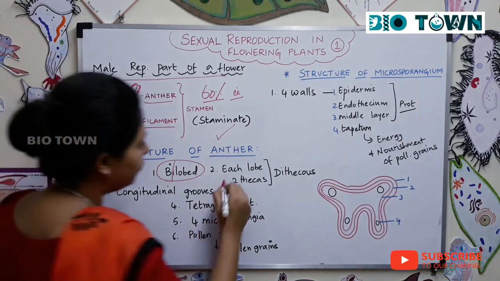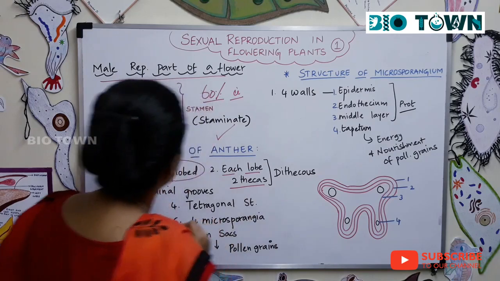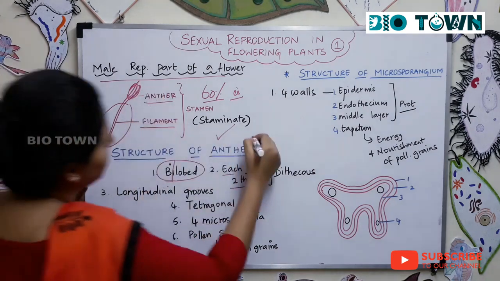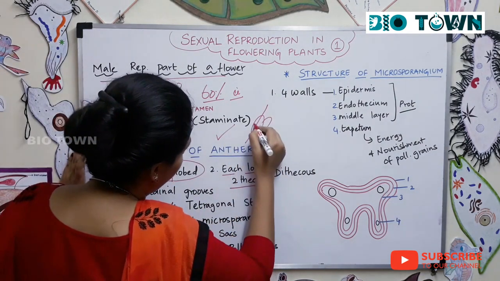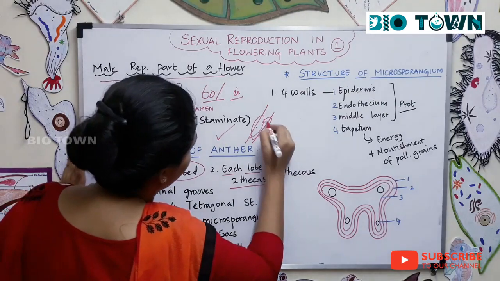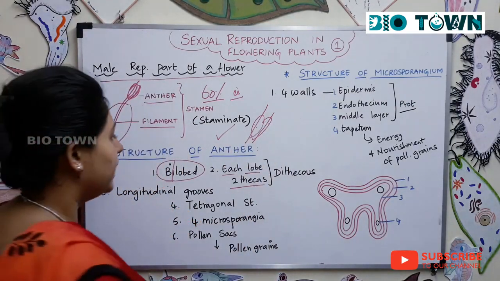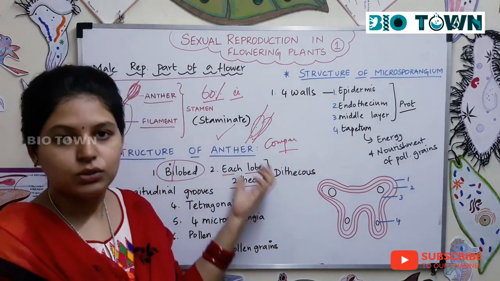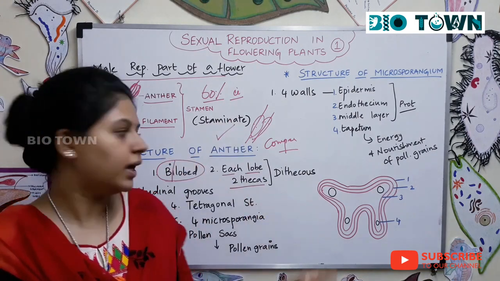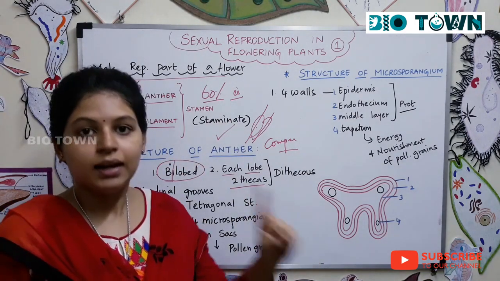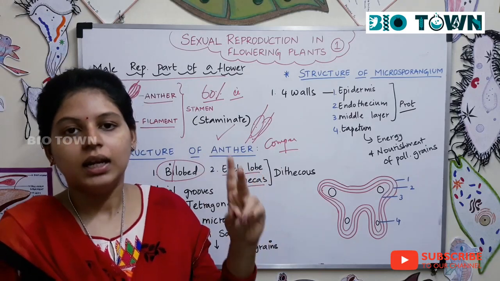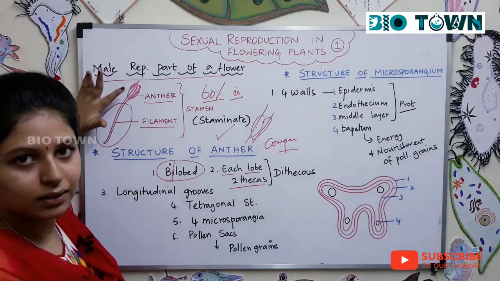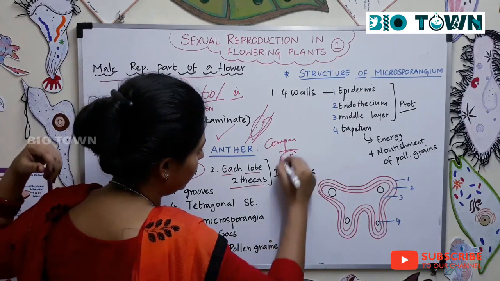Next, each lobe has two thecas. Each of these lobes has two separate compartments: compartment number 1 and 2, and in the second lobe, compartment number 1 and 2. These compartments you call thecas. So each lobe has two thecas, and you call it dithecous. Now imagine a filament has a bilobed anther, so totally we have four thecas.